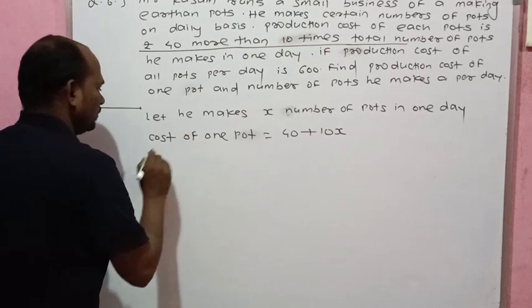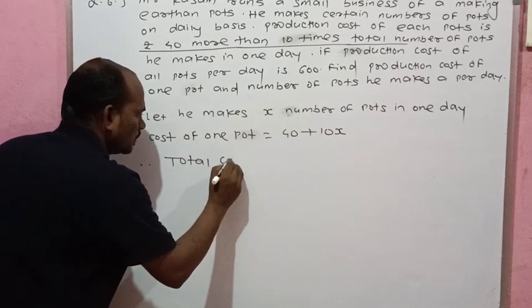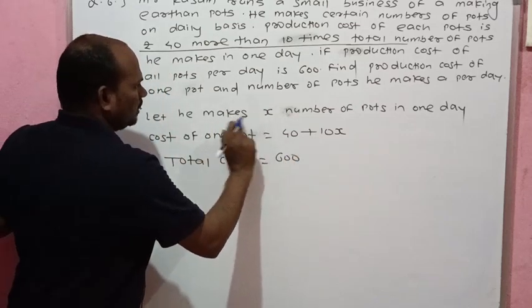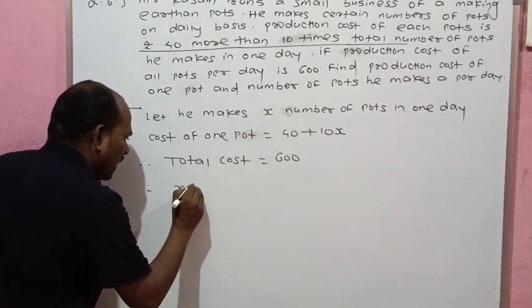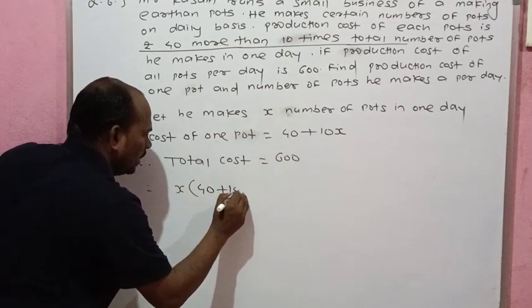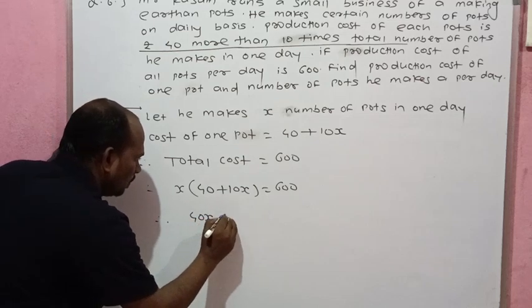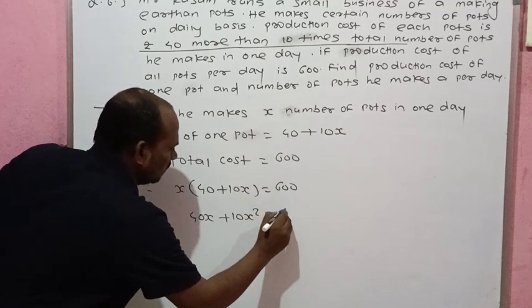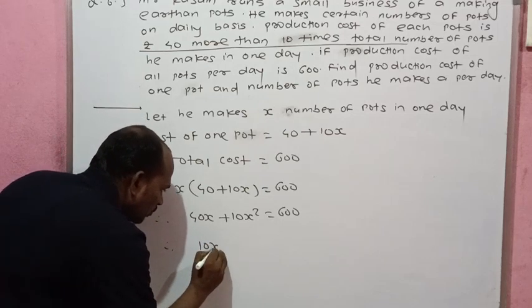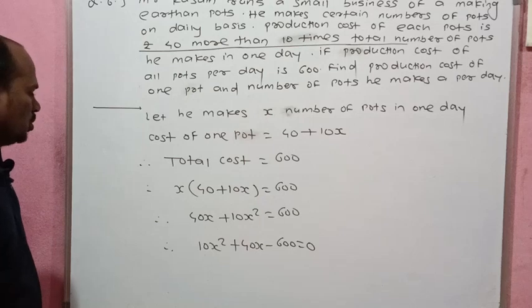Now he makes X number of pots, that is X, cost of one pot. Therefore the total cost is equal to 600. The total cost is number of pots X and cost of one pot, that is 40 plus 10x is equal to 600. Therefore 40x plus 10x square is equal to 600. Now therefore 10x square plus 40x minus 600 equal to 0.